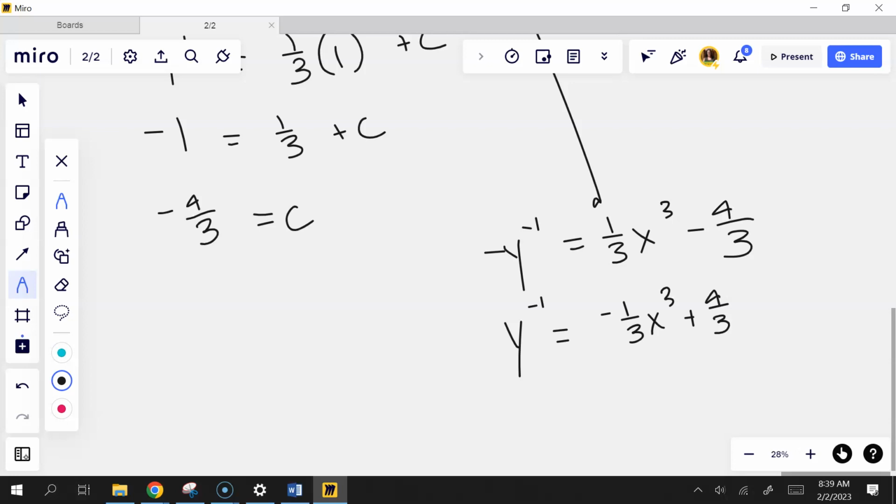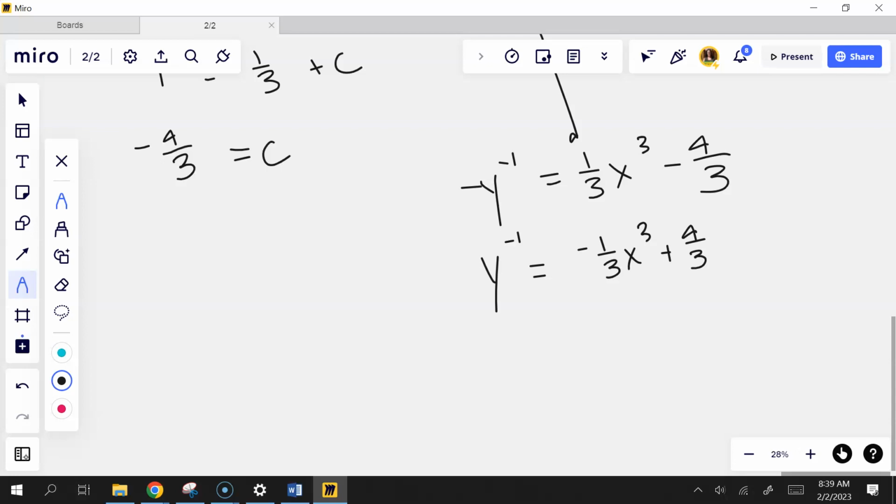Now what? You've got to flip everything. You're exactly right. These technically have the same denominator. Think about it like this. I could add these together, right? I could say this is negative x cubed over 3 plus 4 over 3, which is negative x cubed plus 4, all over 3.